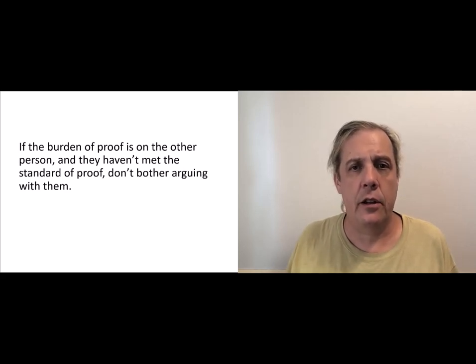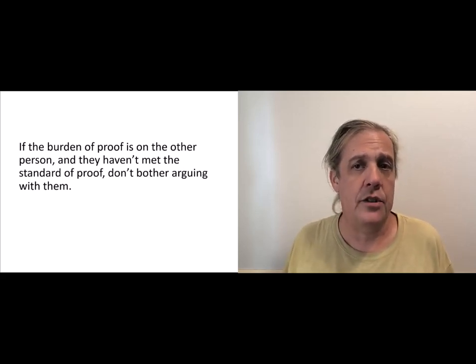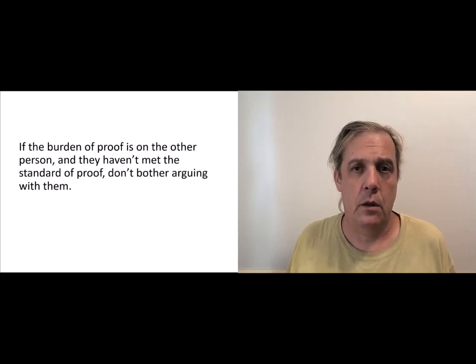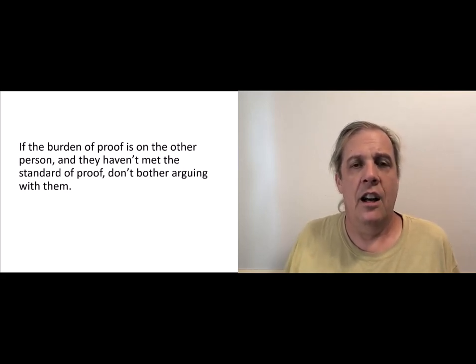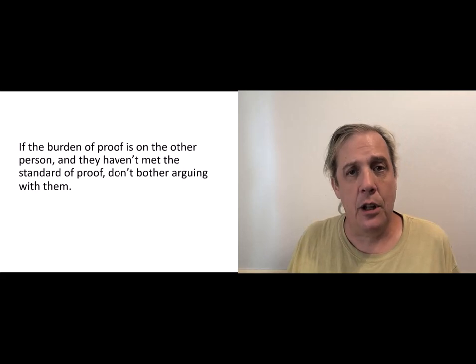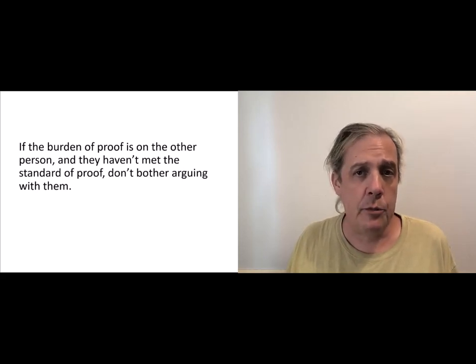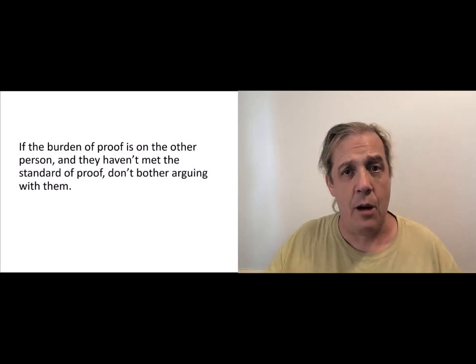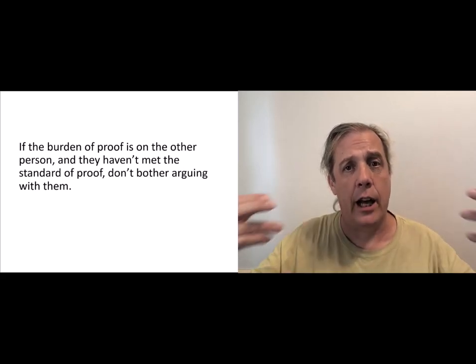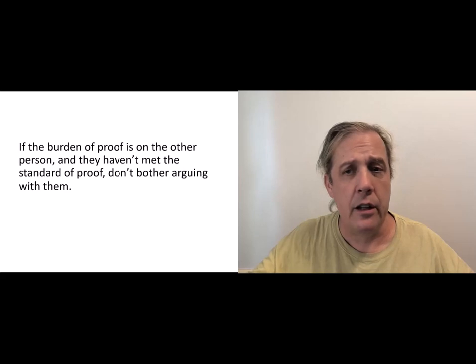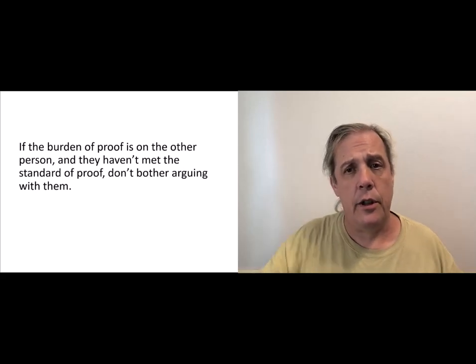Say I say that the president of the United States is a gray space alien. Well, the old slogan from Carl Sagan applies. Extraordinary claims require extraordinary evidence. The burden of proof is on them, and the standard of proof is high. And if they're not going to do that, just ignore them.